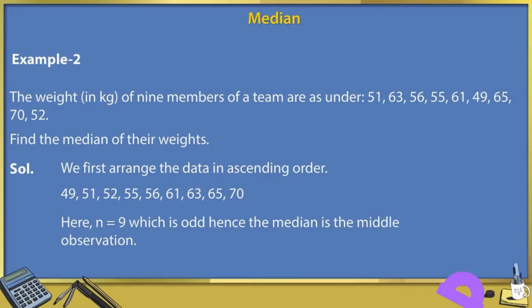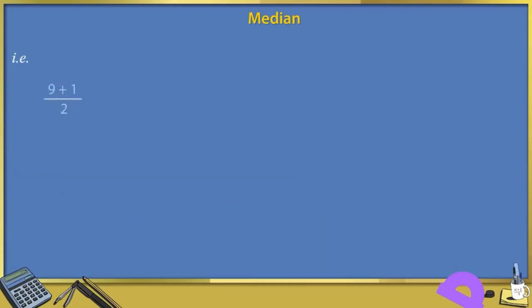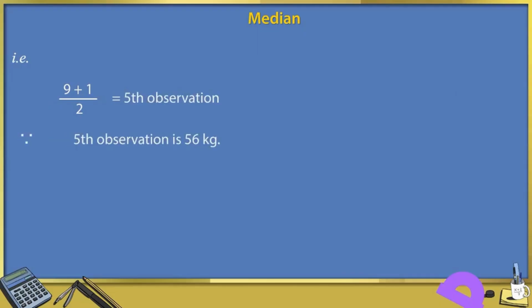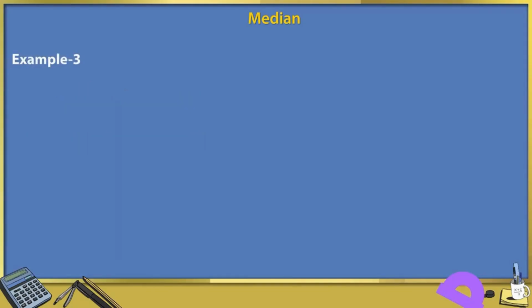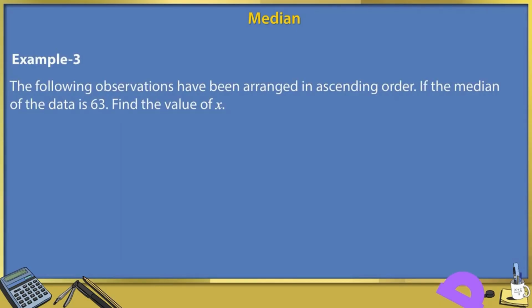Hence, the median is the middle observation. That is, (9 plus 1) by 2 is equal to the 5th observation, and the 5th observation is 56 kg. Hence, the median weight is 56 kg. Example 3. The following observations have been arranged in ascending order.